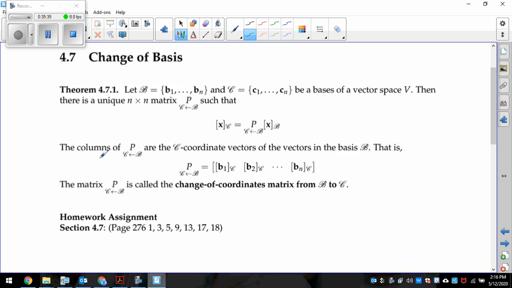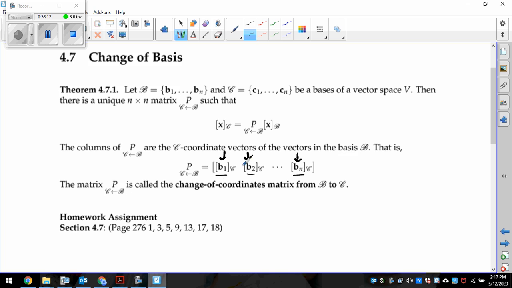And the way that you find it is by changing one basis into the other: take each one of the basis vectors, find the weights for each one, and choose those. These are called the C coordinates of B1, the C coordinates of B2. So we found how to find these in one of the previous sections. And you slap these as the columns of the matrix, and this is called the change of basis matrix from B to C. Now notice the direction here. The direction is going from B to C.